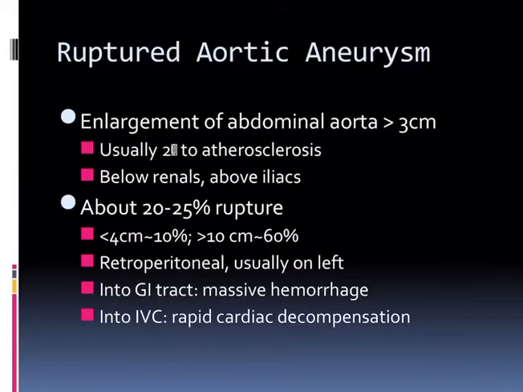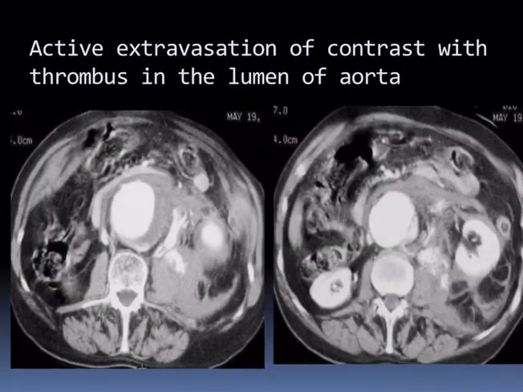However, if the aorta ruptures into the GIT, it will lead to massive hemorrhage. And if the aorta ruptures into its neighboring structure, the IVC, inferior vena cava, it will lead to rapid cardiac decompensation. Why? Because high velocity, high pressure blood from the aorta will now be going directly to the IVC and into the heart. The right atrium of the heart is not used to that high pressure blood, so it will lead to cardiac decompensation.